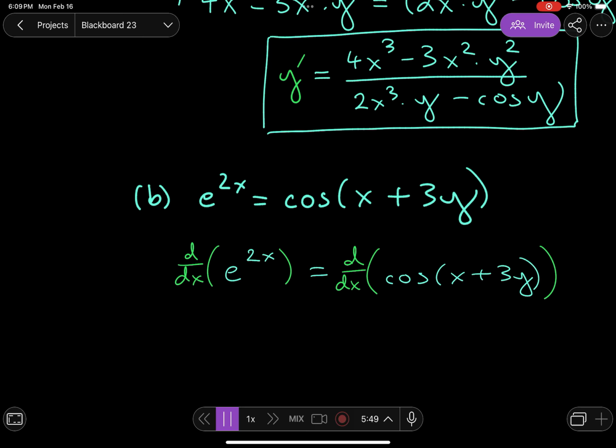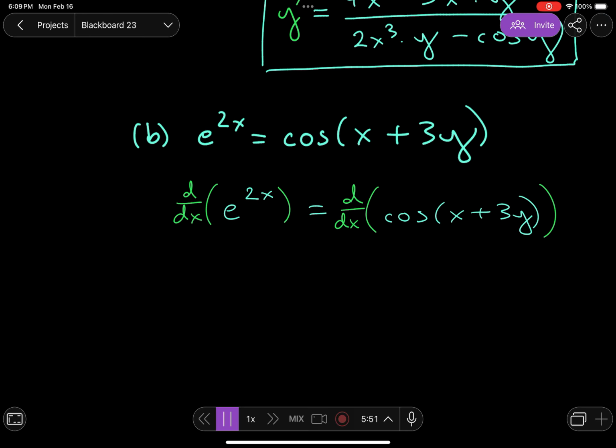All right, taking the derivative here, the derivative of the outside function is this e to the something. So the derivative of e to the something is e to that thing. So I'm going to start like this, e to the 2x. But then I have to multiply by the derivative of the inside function, which is 2x.